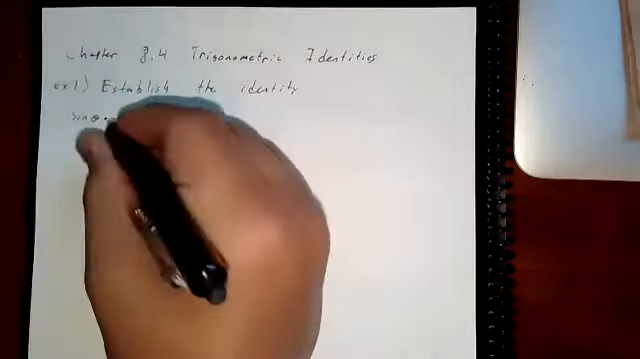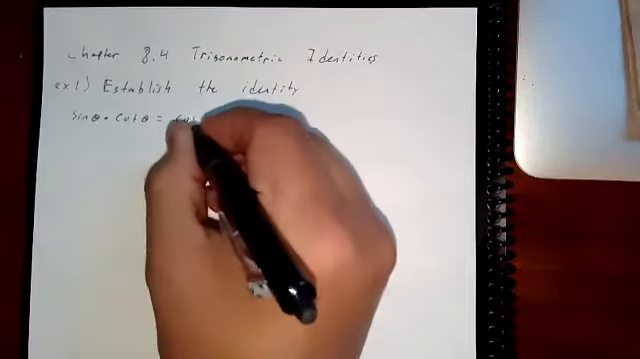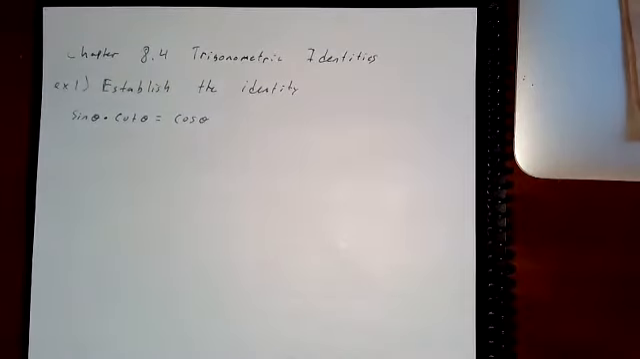So here's the identity. They're saying, show that this is true. Basically, that's what you do. Prove this statement is true. So what you have to do is choose one side and stick with it, and then try to show that it's equal to the other side.